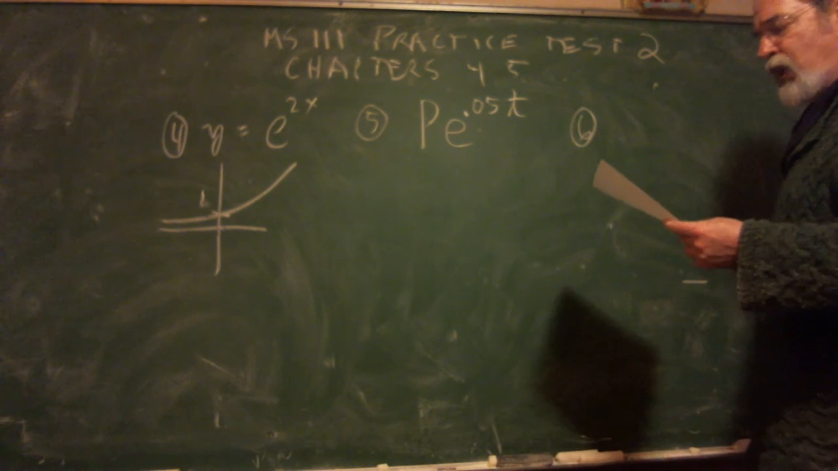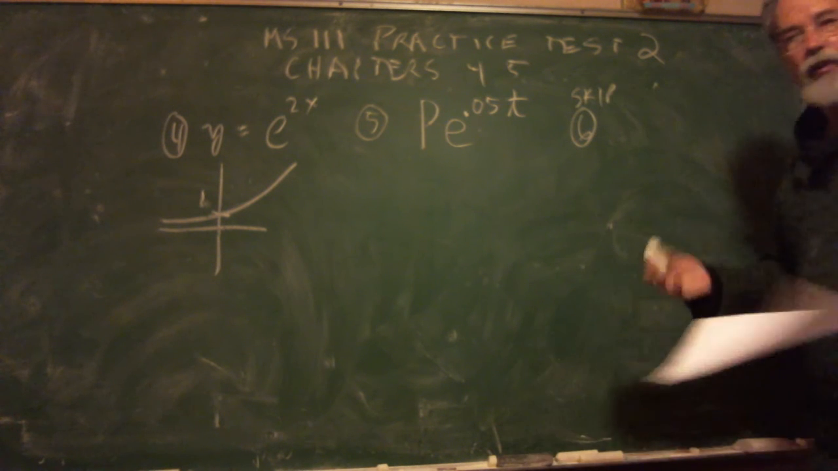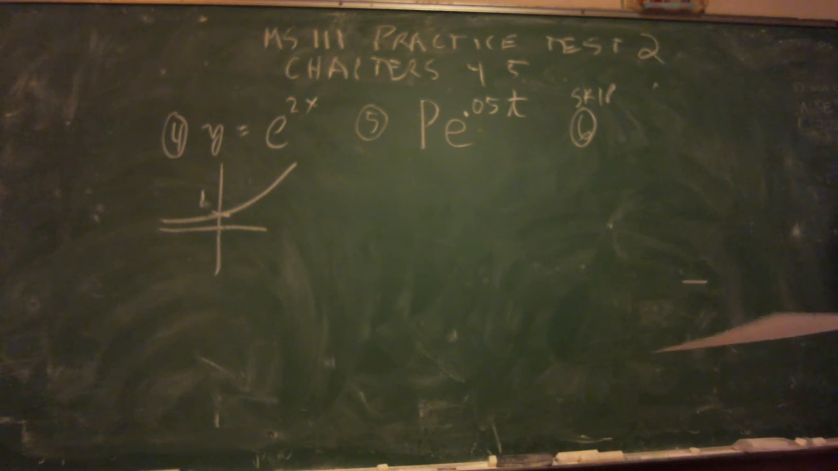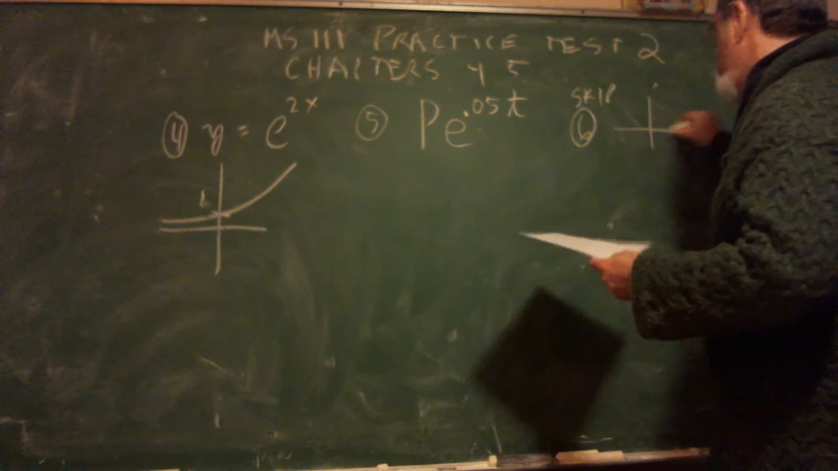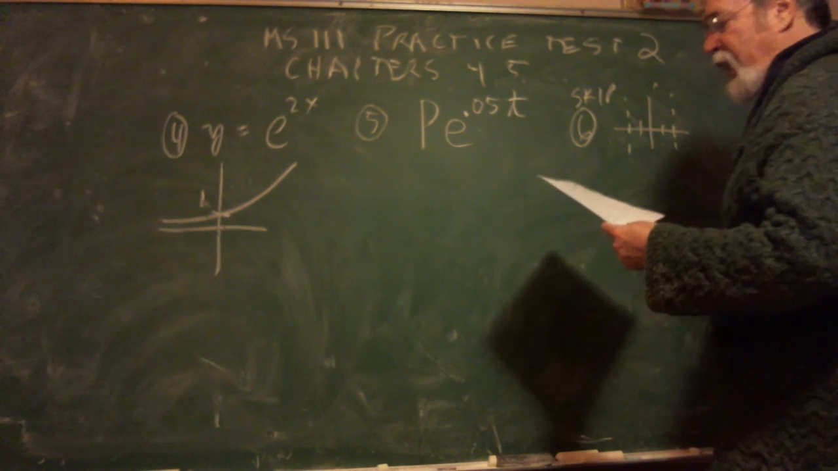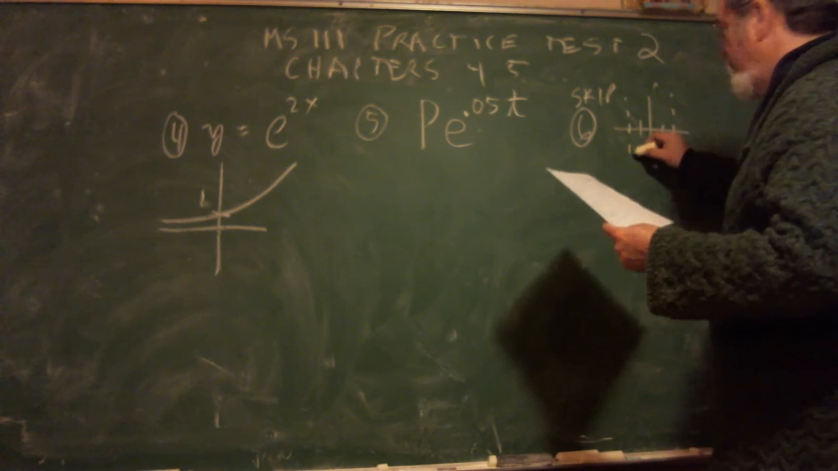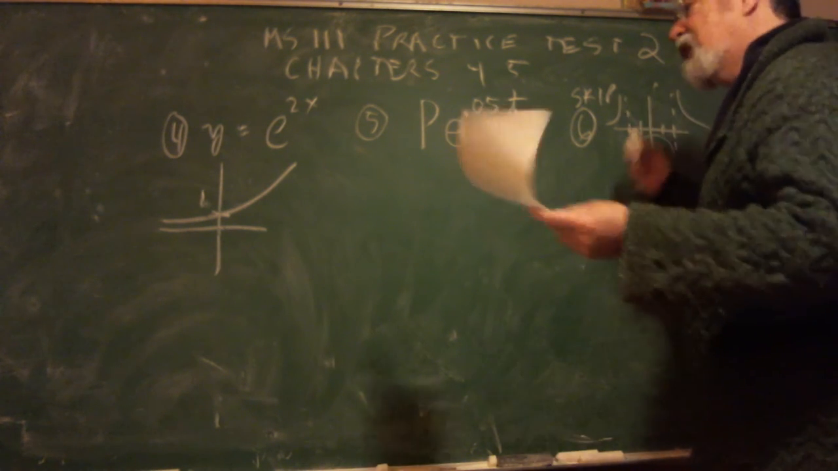Number 6, we're supposed to skip it, sorry. Skip that. That's from another chapter. I don't know how it snuck in there. It's from an old file. If you wanted to graph it, it's going to look like this. It's going to have a vertical asymptote there, vertical asymptote there. It's going to be a U-shape going down, then like this. But don't worry about it.